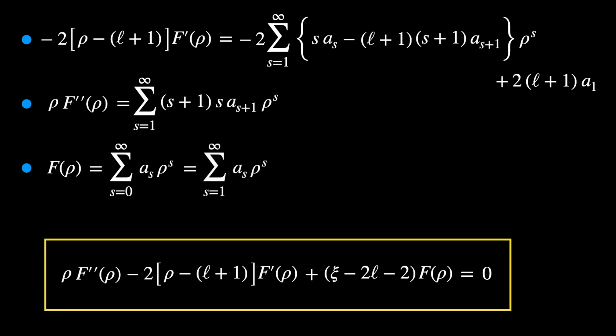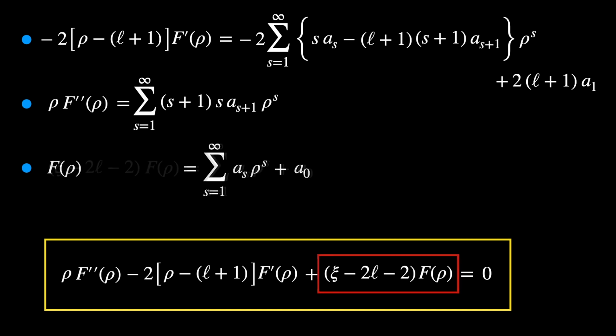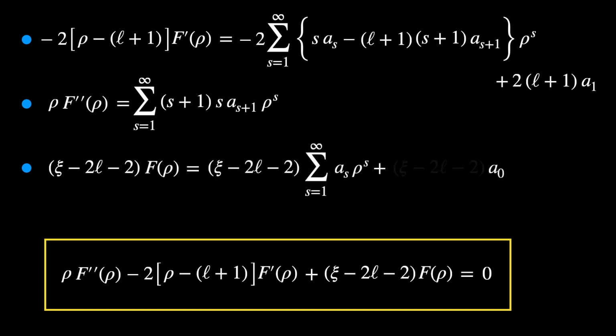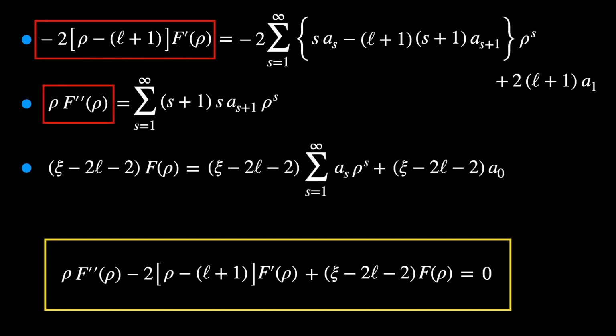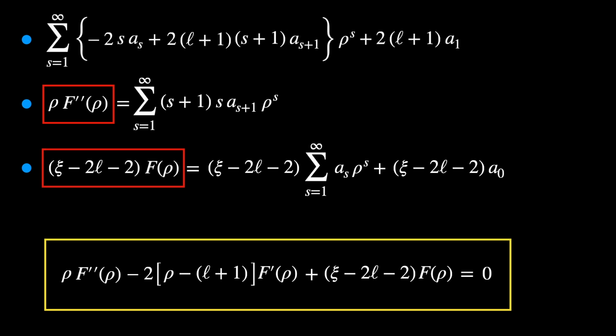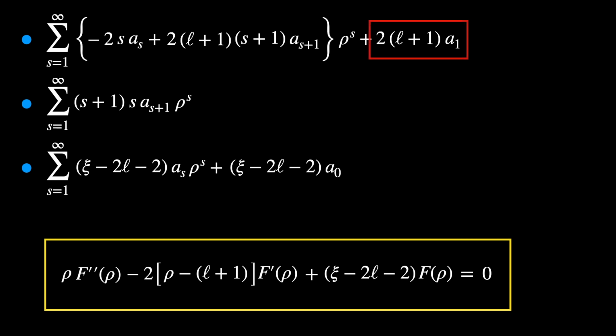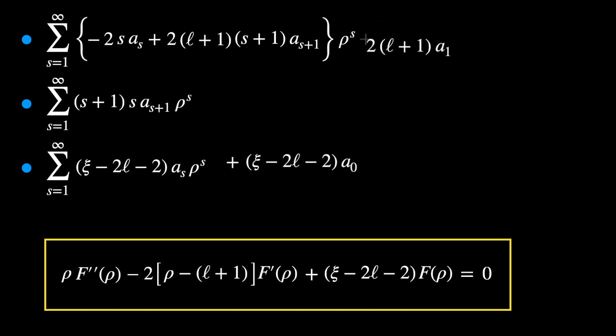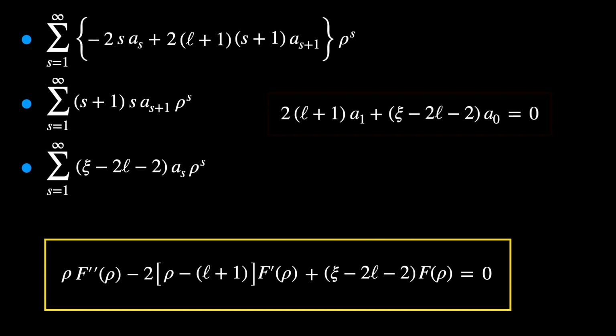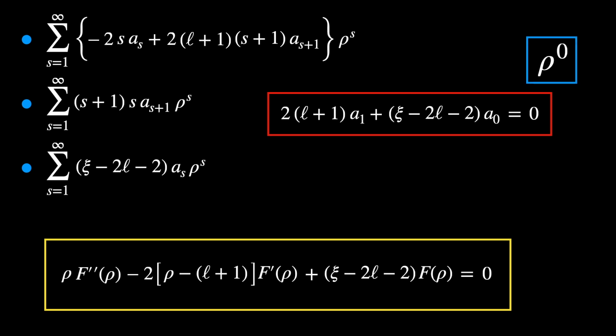We can write f of rho in a form that compares better with the previous two expressions. The sum of all three terms in the red boxes would thus give the left-hand side of the equation in the yellow box. Let's first consider the terms with zeroth power of rho. These are the sum of the two red boxes. They must sum to zero. Similarly, the coefficients of every power of rho must sum independently to zero.